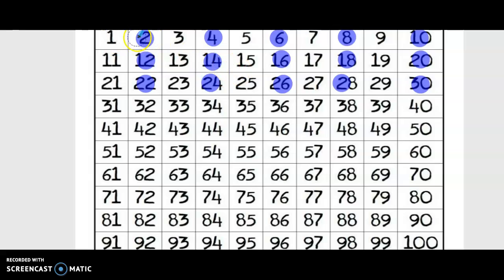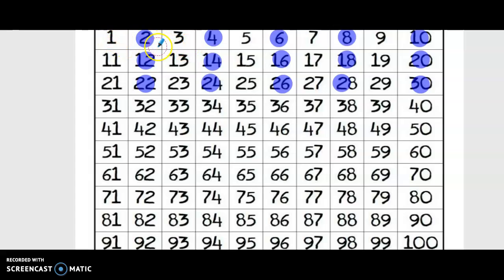All the numbers with a 2 are marked, so it would go all the way down to 92. All the numbers with 4 are marked. All the ones with the 6, 8, and 10s. So those are all numbers that you would get when you skip count by 2. All right, boys and girls, let's look at skip counting by 5.